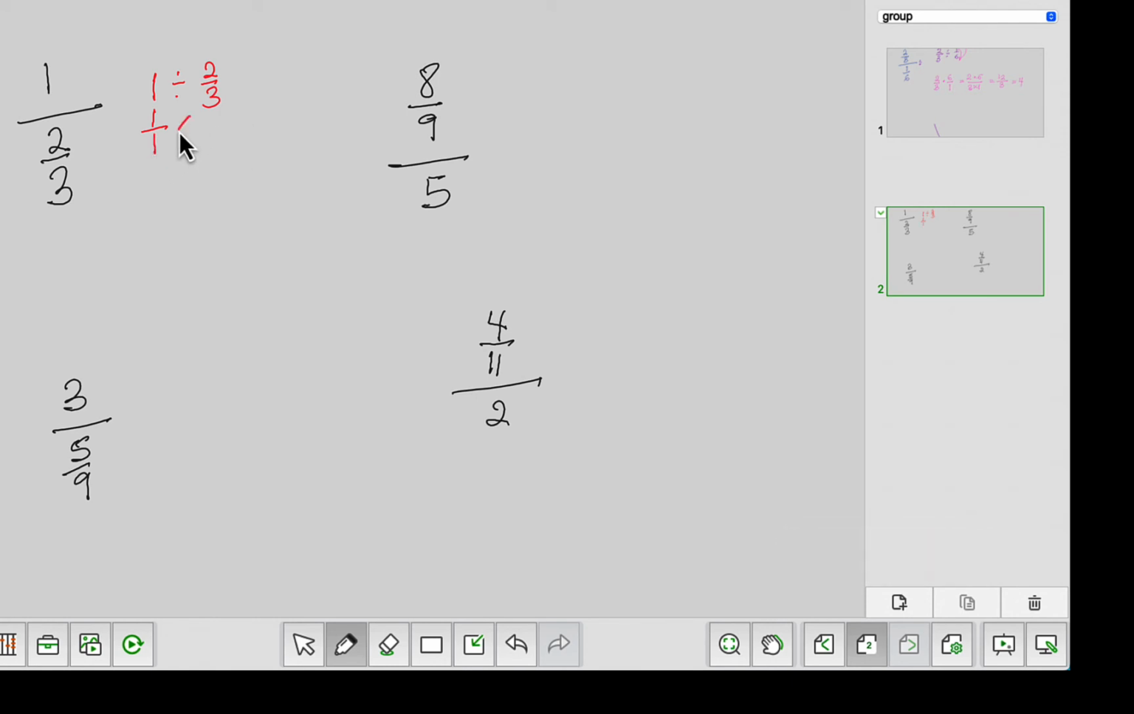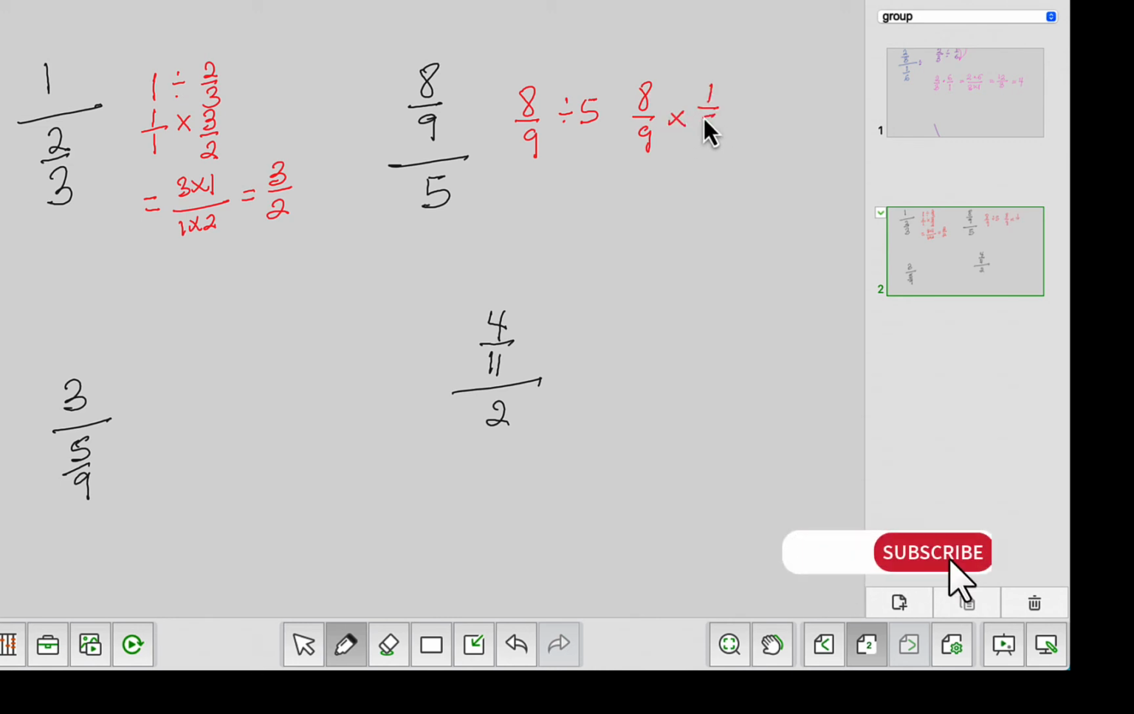Here we can take the reciprocal of the second fraction. That will give us 3/2. And so our final answer here is going to be 3 times 1 all over 1 times 2, which winds up as 3/2. Great. Let's quickly do this. 8/9 divided by 5, right? This is the same as 8/9 times 1/5, and this is 8 times 1 over 9 times 5.